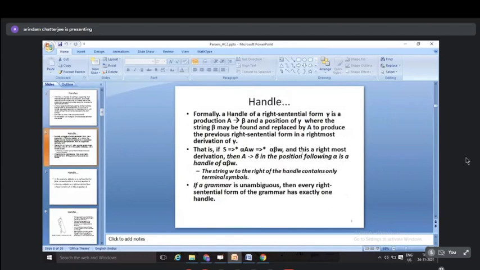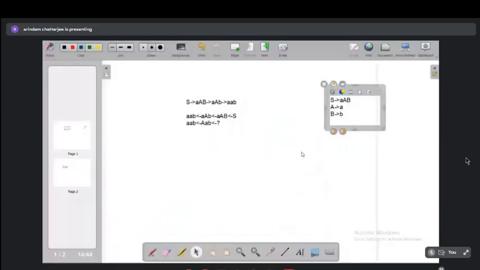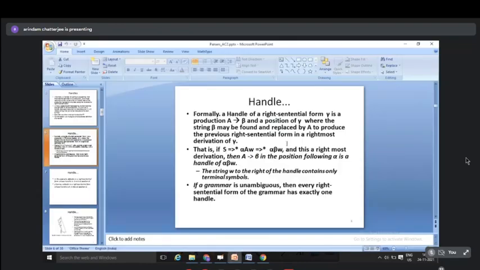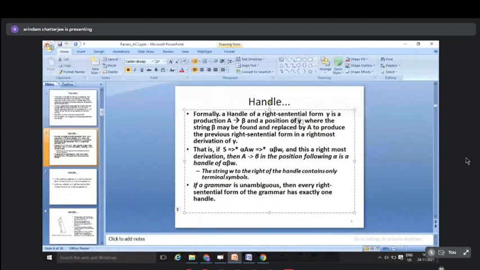Okay, so what is a formal definition? Formally, a handle of a right sentential form gamma. What is gamma here? For example, in this particular case, small a, small b is gamma. That is a right sentential form. A handle of gamma is a production A producing beta, and a position of gamma where the string beta may be found and replaced by A.